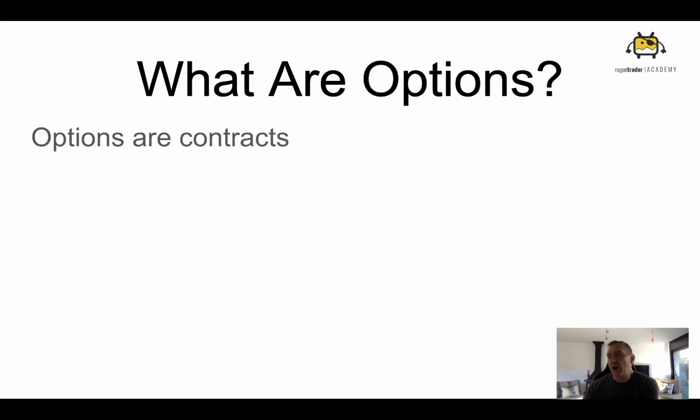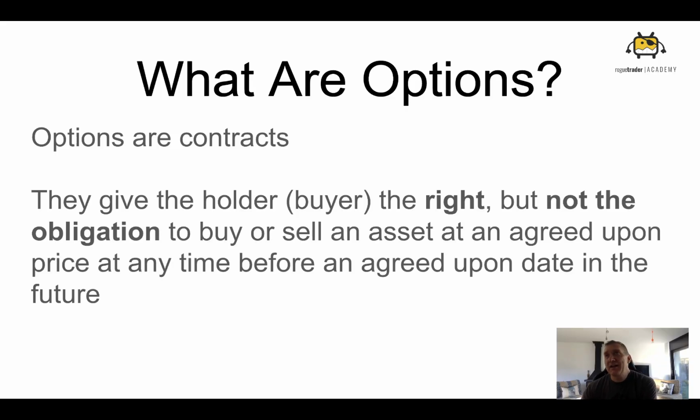So let's get started. So what are options? Options are basically just contracts, okay? And they give the holder, the buyer, the right to do something. Not an obligation. They have a right to do something. And that's to buy or sell an asset at an agreed upon price at any time before an agreed upon date in the future. So this could be me saying to you, hey, I love your car.